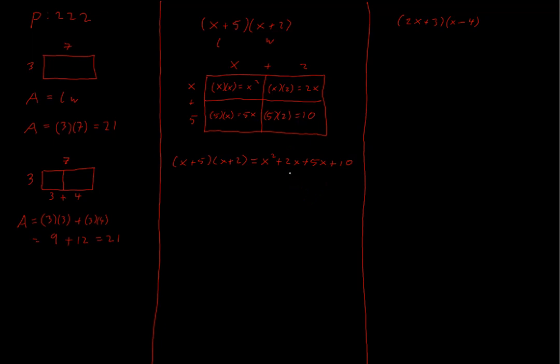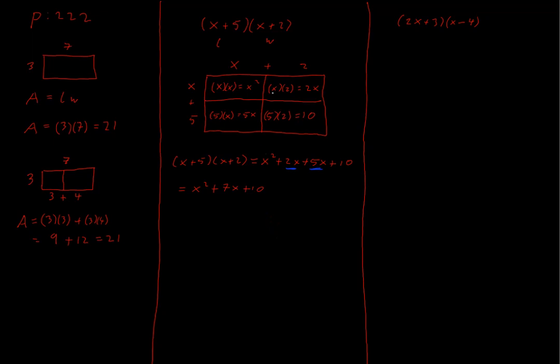And we're not finished, because we can see that we have like terms, we have 2 things that are x's. So we can add that up and we say we get x squared plus 7x plus 10.